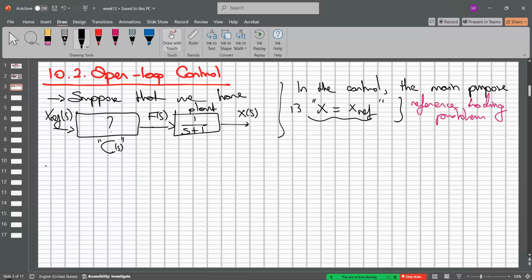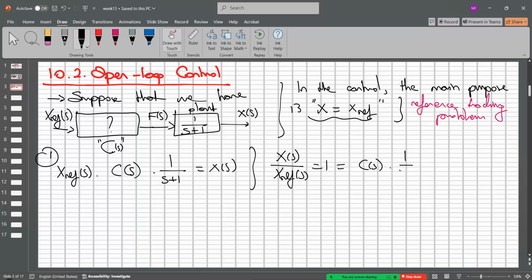In order to satisfy this condition, we can say that xref times Cs times 1 divided by s plus 1 must be equal to Xs. See, this is the first one. And the second one, if this is the R equation, the R condition is that Xs must be equal to Xrefs. But how can we change the dynamic of these terms? See that in order to satisfy this condition, Xs divided by Xrefs must be equal to 1. And so how can we collect these terms? The Cs times 1 divided by s plus 1 must be equal to 1. And so due to this condition, the Cs must be equal to s plus 1. See, this is our controller.